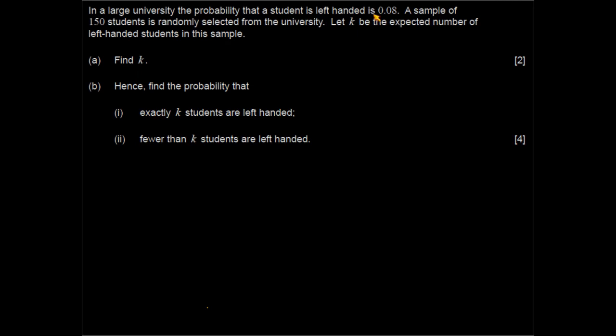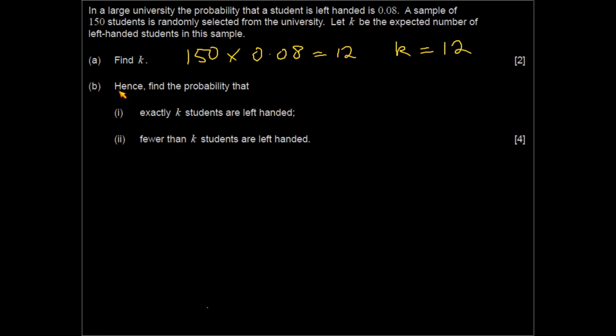Now the way we do this is the probability of finding an individual left-handed student is 0.08. So any one we find will be 0.08, and since there's 150 students in our sample, we would just need to multiply the probability of finding one by the number that we have. So we need to do 150 multiplied by 0.08, which is going to give me 12. So K is equal to 12.